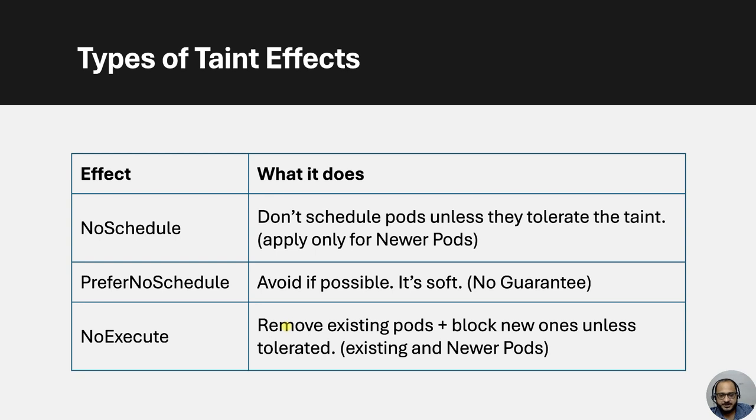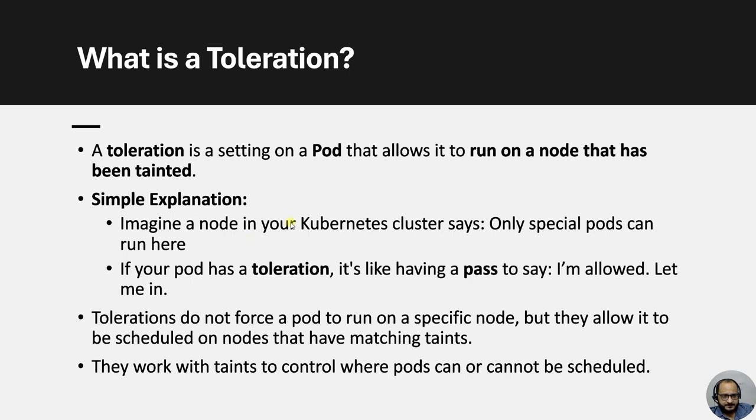We will see this in the demonstration, and then it will be more clear. Now, what is a toleration? We have already discussed that a toleration is a setting on a pod that allows it to run on a node that has been tainted. Like the worker node, where we have assigned a tag, now we need to match that worker node tag with our application pod. For that purpose we can use a toleration.